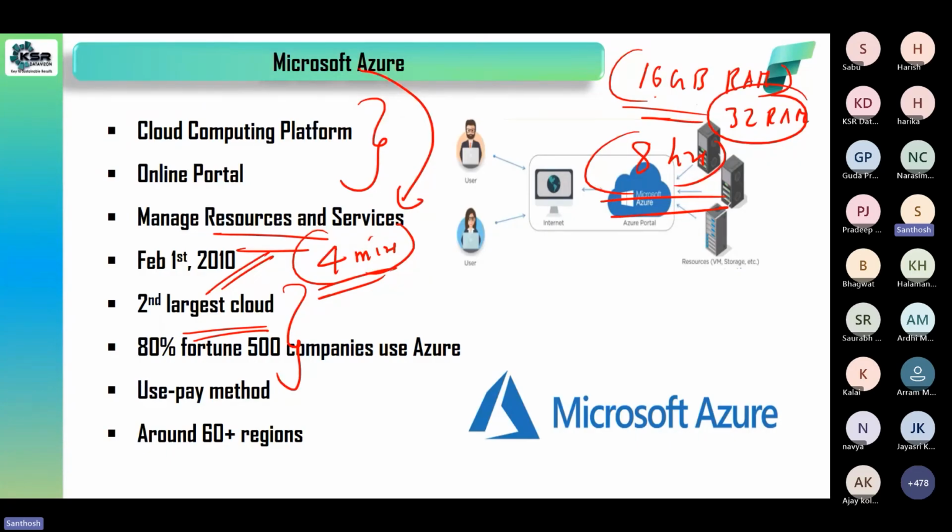So 80% of the Fortune 500 companies are using Azure, and in fact they have their own servers in 60 plus regions. With that we can get our two problems resolved. One is going to be the storage and one is going to be the processing. These two things I can handle with the help of Azure, right?